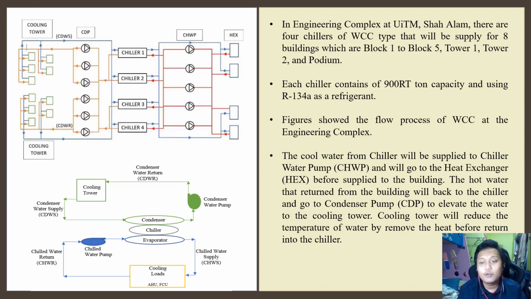The figure shows the flow process of the water-cooled chiller at the engineering complex. The cool water from the chiller is supplied to the chill water pump (CHWP) and goes to the heat exchanger (HEX) before being supplied to the building. The hot water returning from the building goes back to the chiller, and the condenser pump elevates the water to the cooling tower. The cooling tower reduces the temperature of the water by removing the heat before it returns into the chiller.